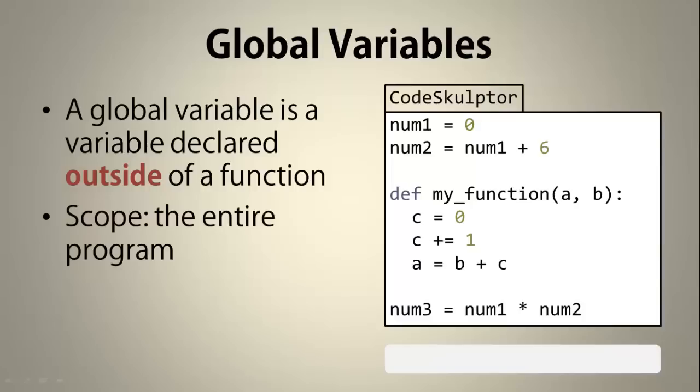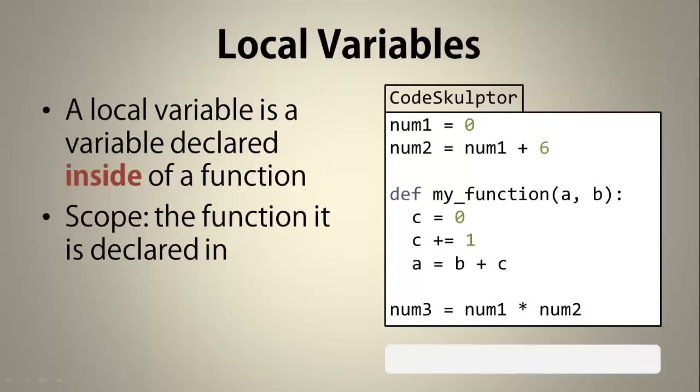The scope of a global variable is the entire program. You can use num1, num2, or num3 anywhere in the program, but you can't with a, b, or c. A, b, and c are called local variables. They're declared inside of a function, and the scope of a local variable is the function it's declared in. So the variables a, b, and c can only be used and modified in the function myFunction. If we try to access the variable a outside of myFunction, we'll get a name error, meaning that the name a is not defined. The program can't find a. If we try to print a inside the function, however, our program will work just fine.